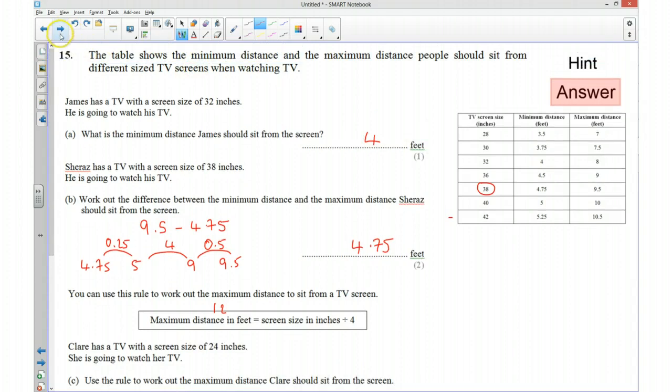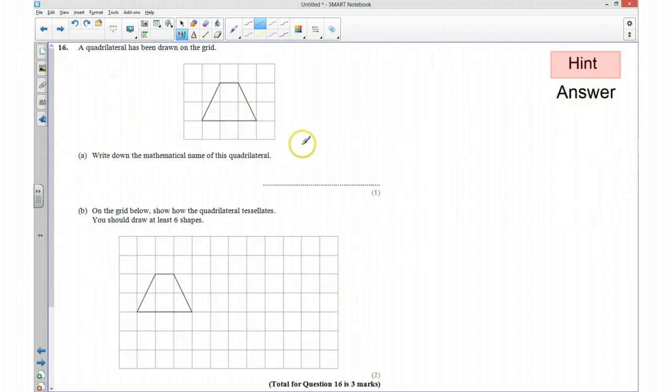Okay, question 16. A quadrilateral has been drawn on the grid. We need to write down the mathematical name of this quadrilateral. Okay, so this quadrilateral has got one set of parallel sides. So you need to decide which quadrilateral has just one set of parallel sides.